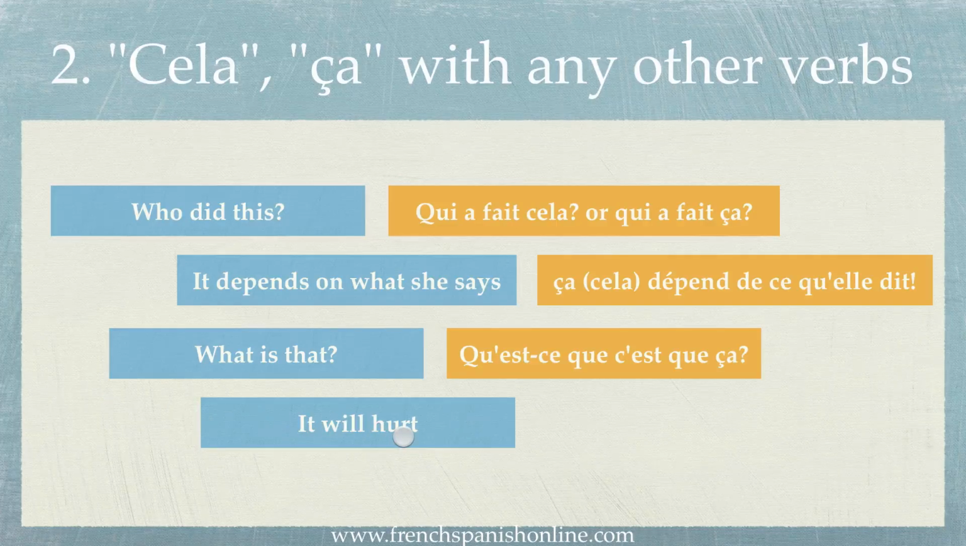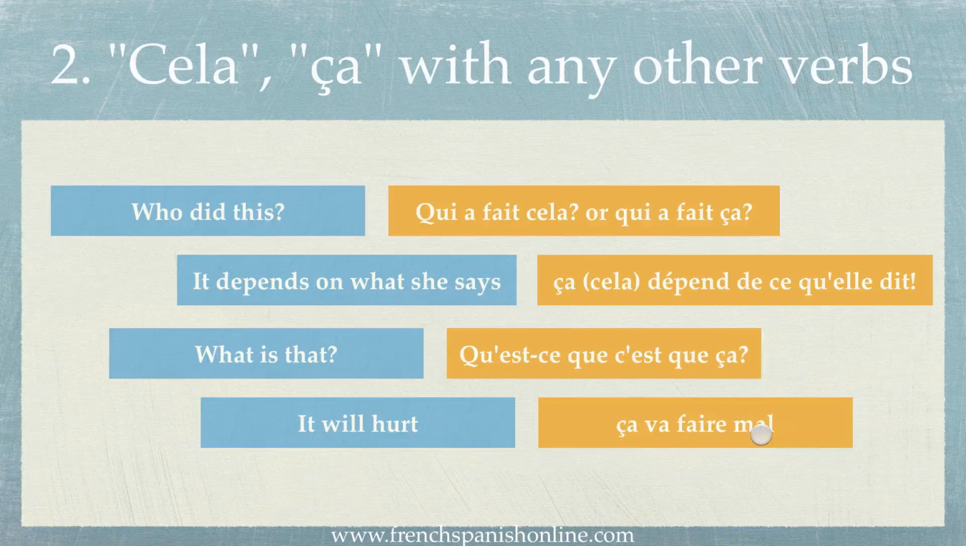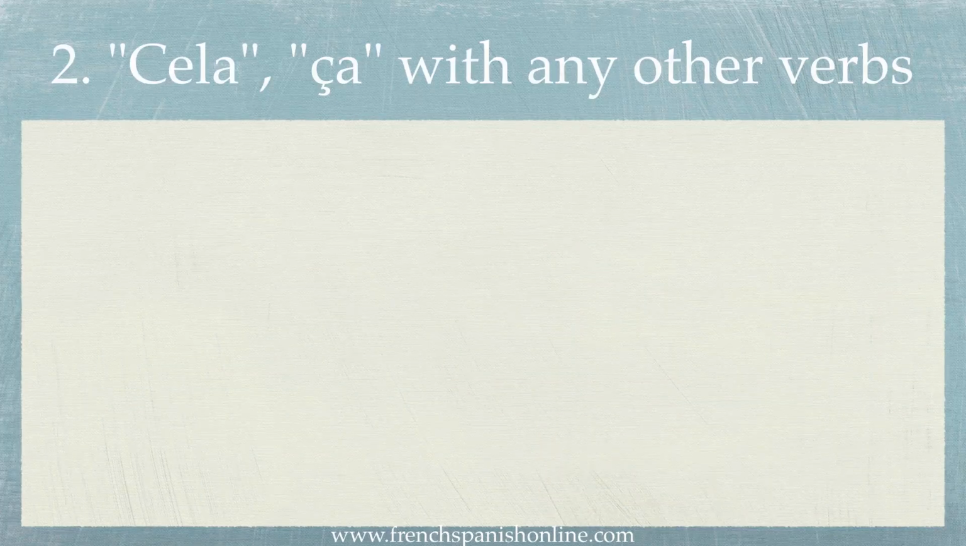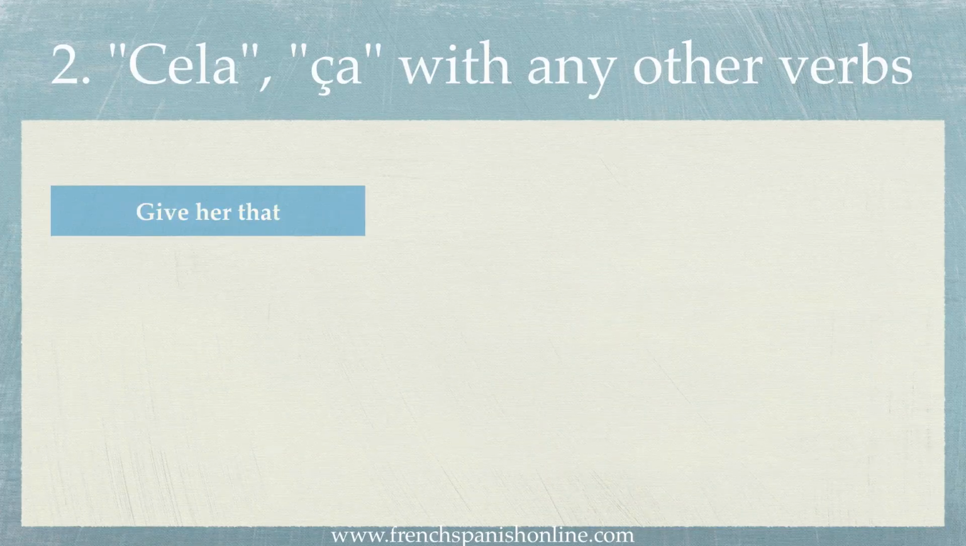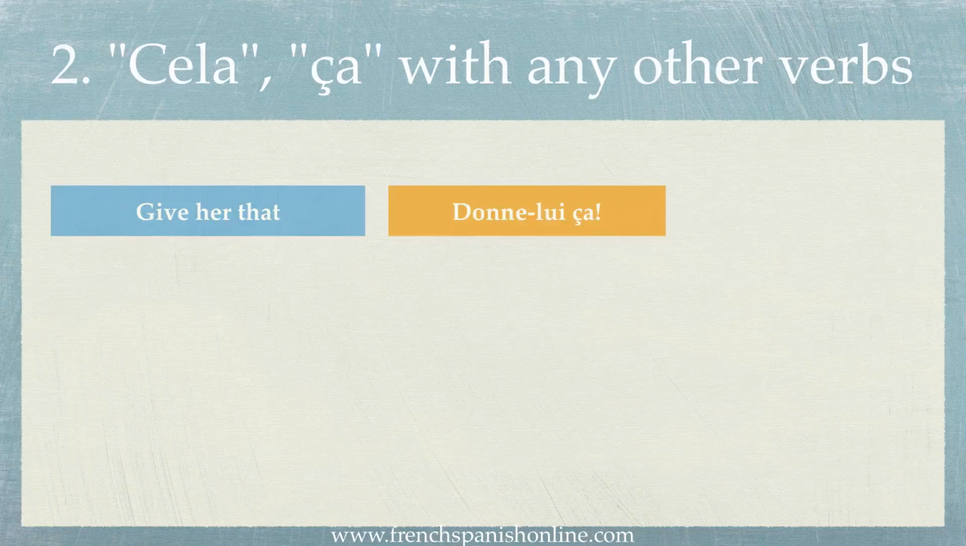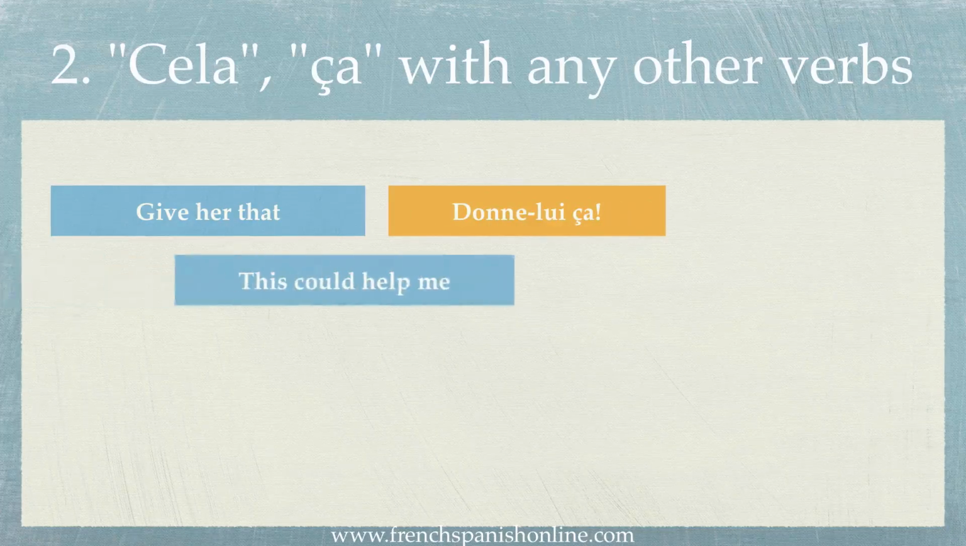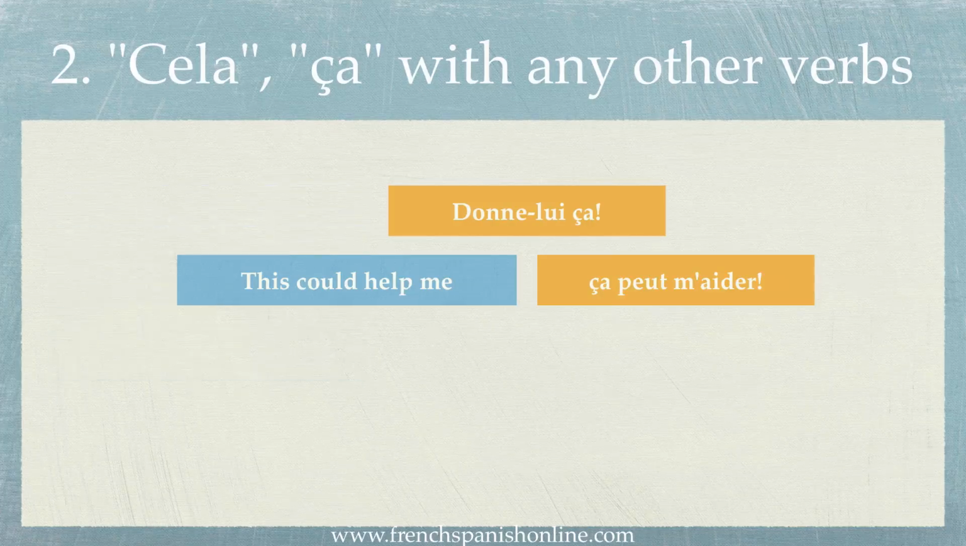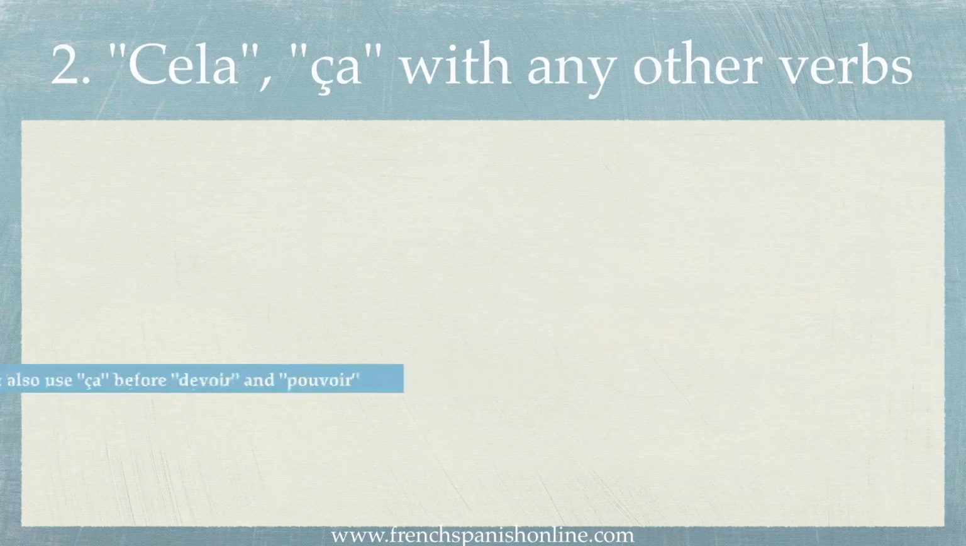It will hurt. Ça va faire mal. Or ça fera mal if you want to use the proper future tense here too. More examples. Give her that. Again, donne-lui ça. This could help me. Ça peut m'aider. We don't have the verb to be.